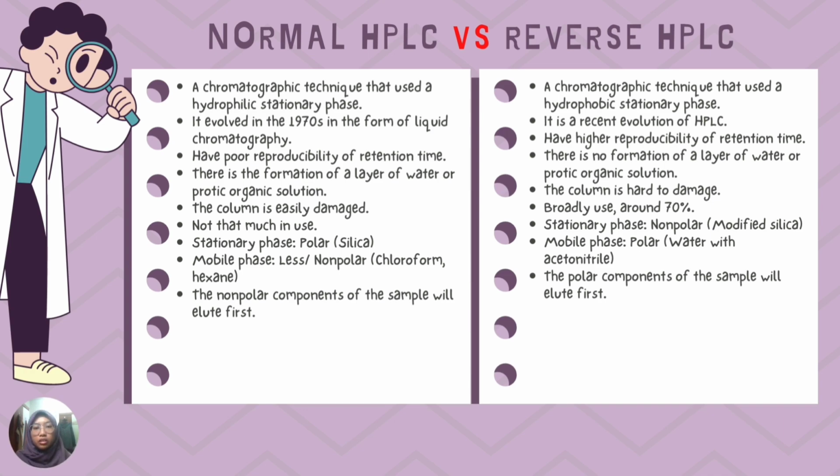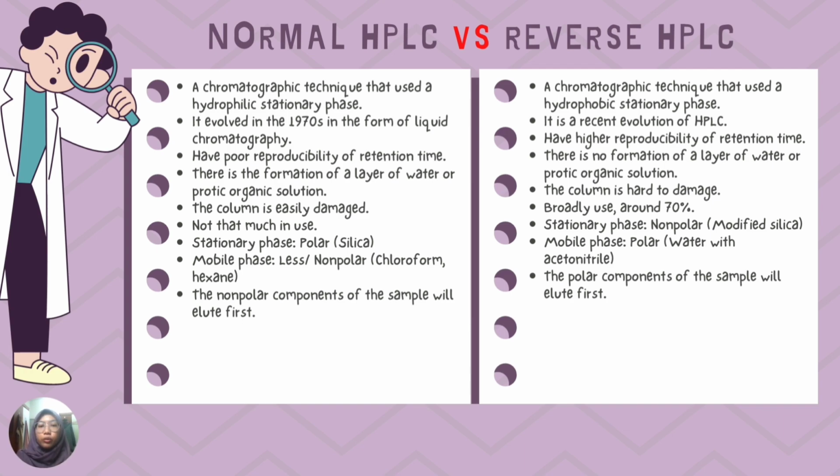Now we're gonna see the reverse HPLC. It is a chromatography technique that uses a hydrophobic stationary phase. The reverse HPLC is a recent evolution of HPLC. It has higher reproducibility of retention time compared to normal HPLC. This is because there is no formation of layer of water or protein organic solution. Hence, the column is hard to damage and is broadly used, around 70%.